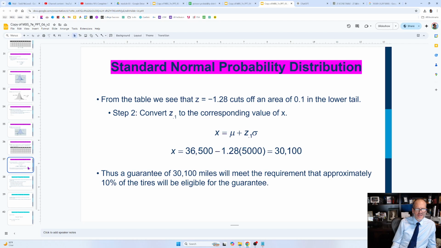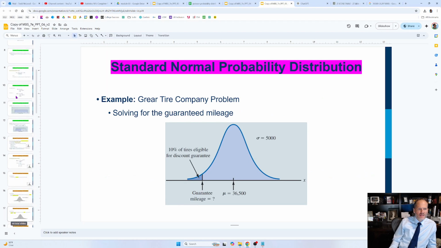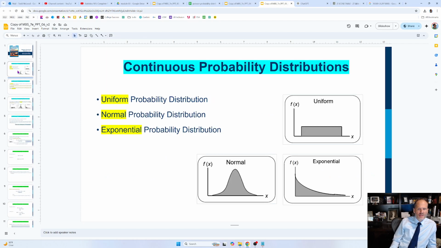for the guarantee. So again, just putting this all into context, just remember what we're doing here is we're calculating probabilities. There are probability distributions. We have probability distributions for continuous random variables, and we have probability distributions for discrete random variables. And for continuous, we have these three probability distributions: the uniform, the normal, and the exponential.